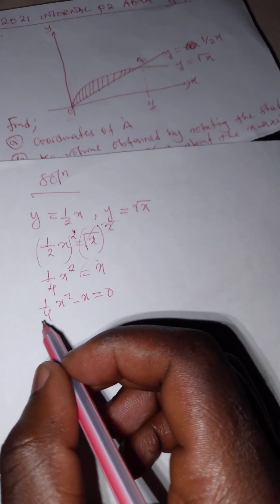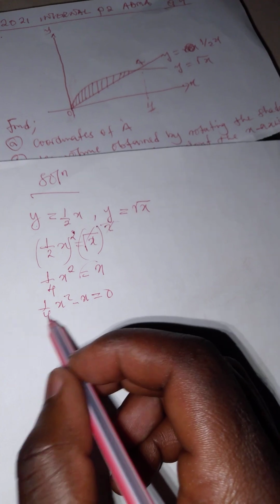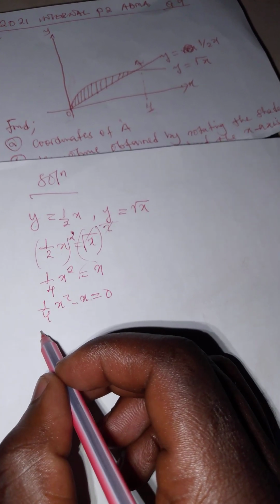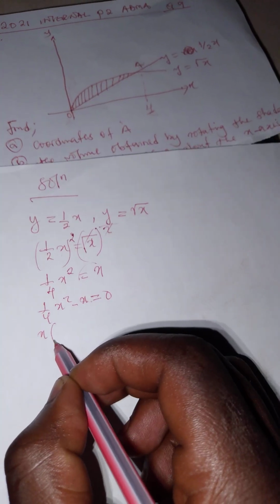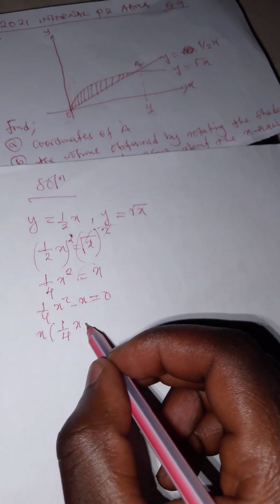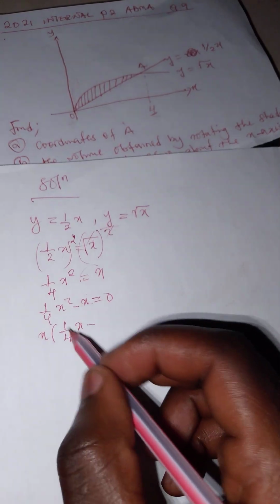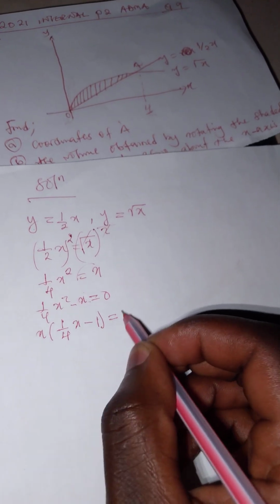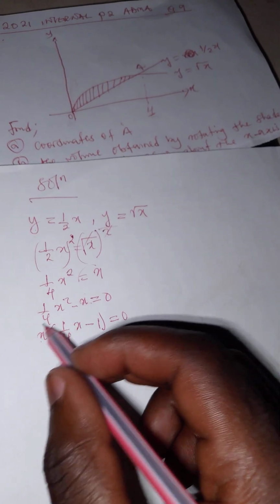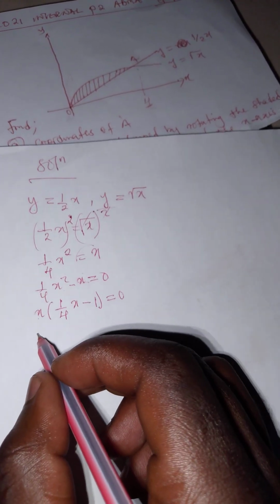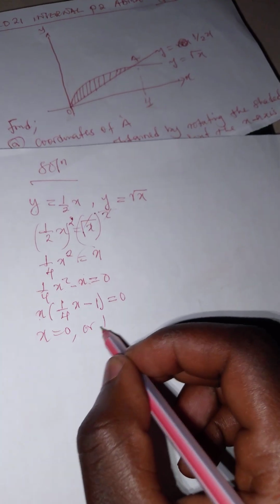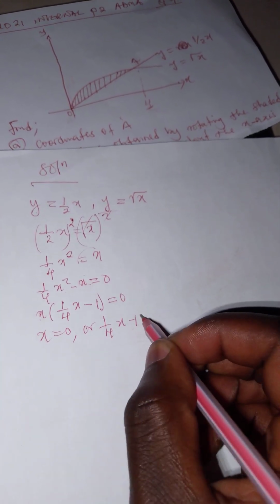So I'm going to see what is common here, since I'm having a quadratic equation. It is x, I'll factor it out, with 1 over 4x minus 1 equals 0, because x times 1 will be x, and x times 1 over 4x will give me that. So my first value of x will be x is 0, or 1 over 4x minus 1 is 0.